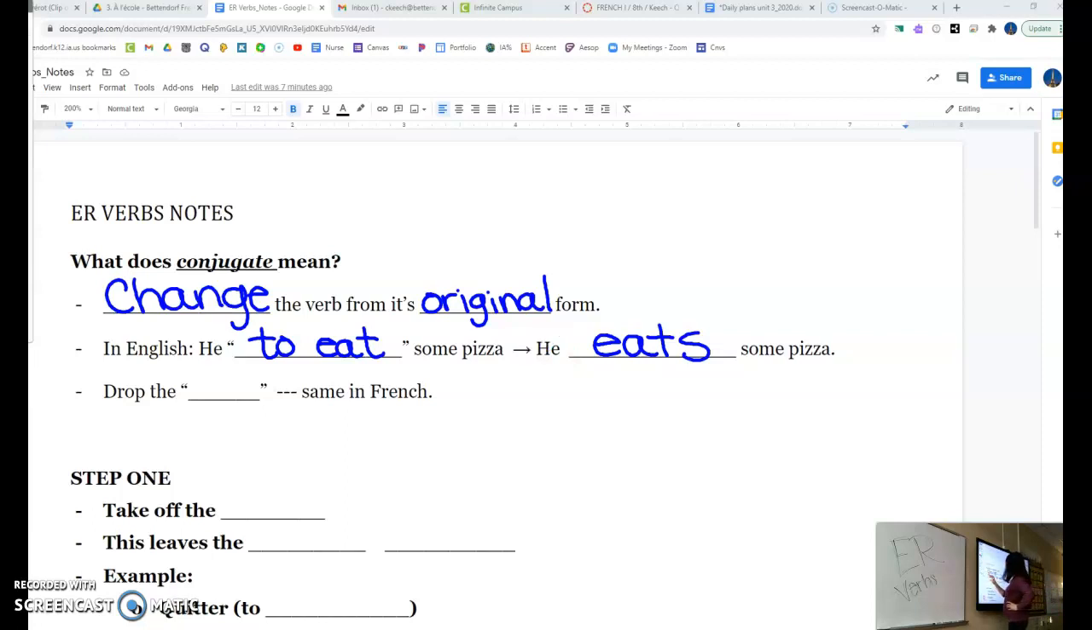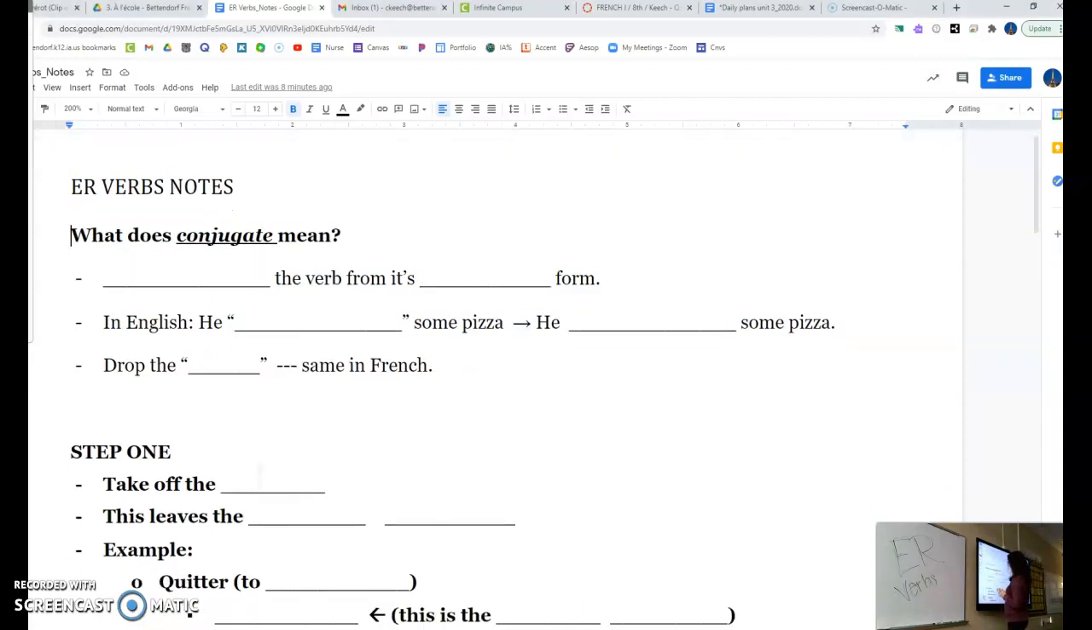Hopefully that makes sense. In English, you drop the to. Okay, we don't say he to eat some pizza, we say he eats some pizza. In French, the ER signifies the to. To sing, to jump, to play, to study, to hang out, to talk, whatever. Okay, so the ER at the end of all of those verbs means to. And we're going to start to change them and learn how to do that today.